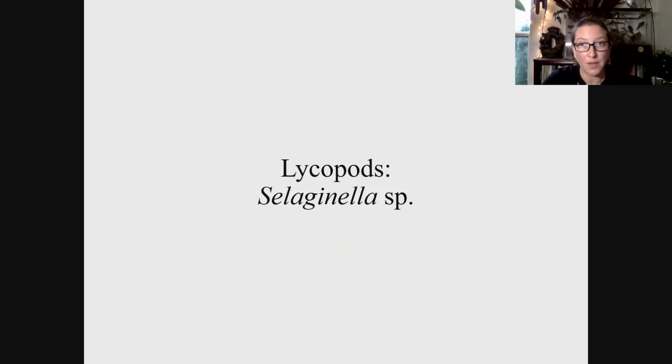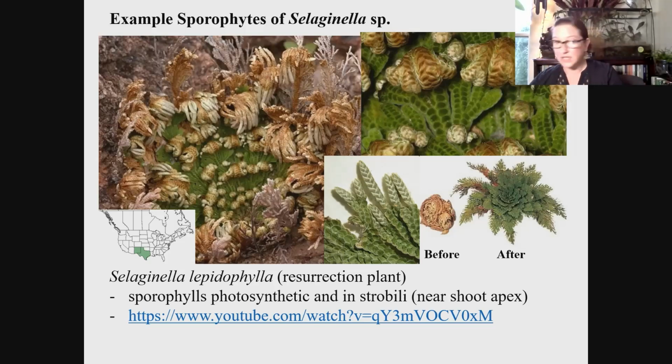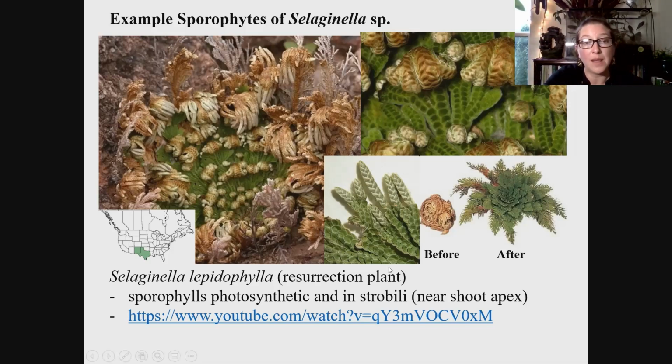So now we're still talking about the Lycopods, but this is another member, which is called Selaginella. So Selaginella is super cool. And I wanted to highlight this one species of Selaginella. And so I'll stop sharing. So look, you can see here, Selaginella lepidophylla, or the resurrection plant.